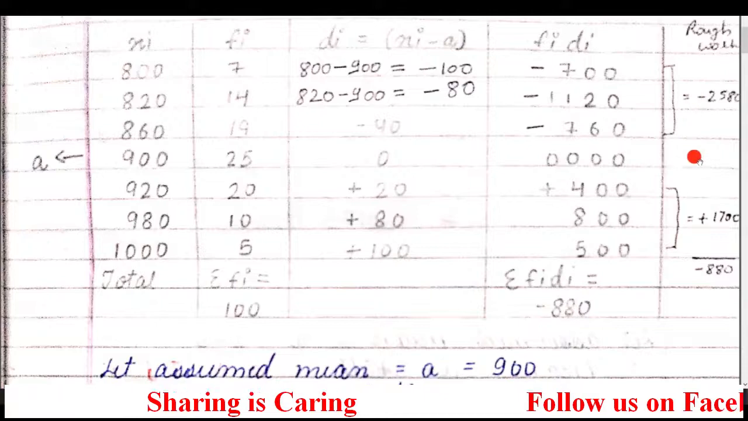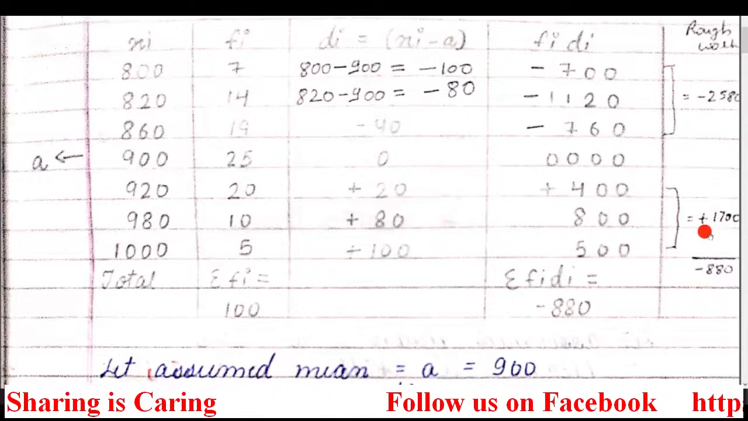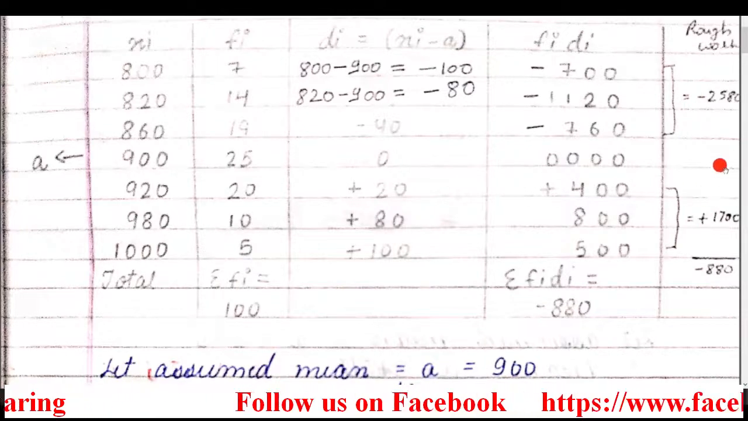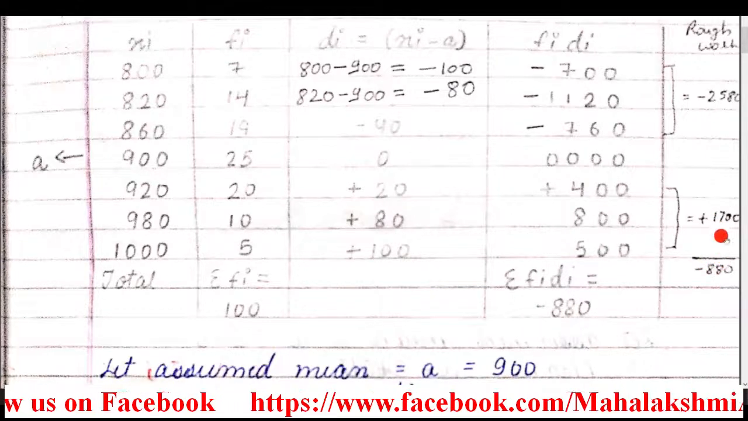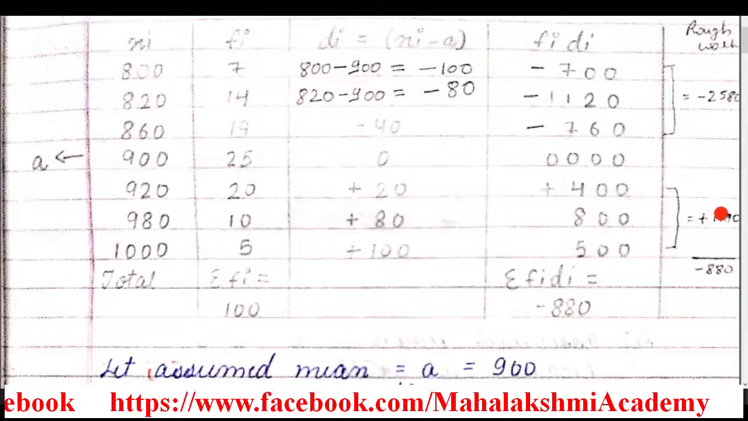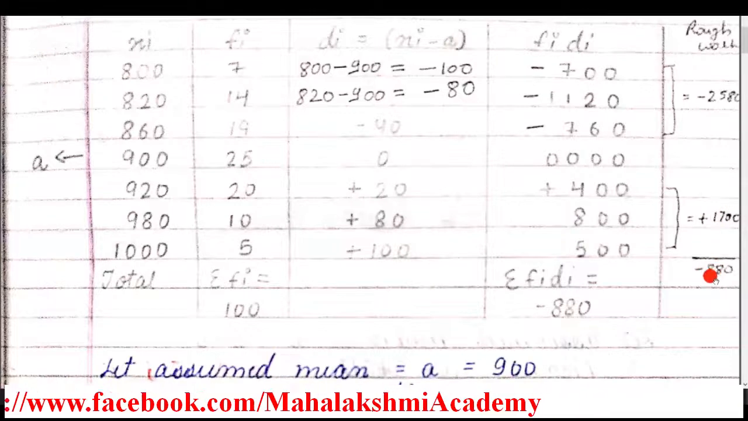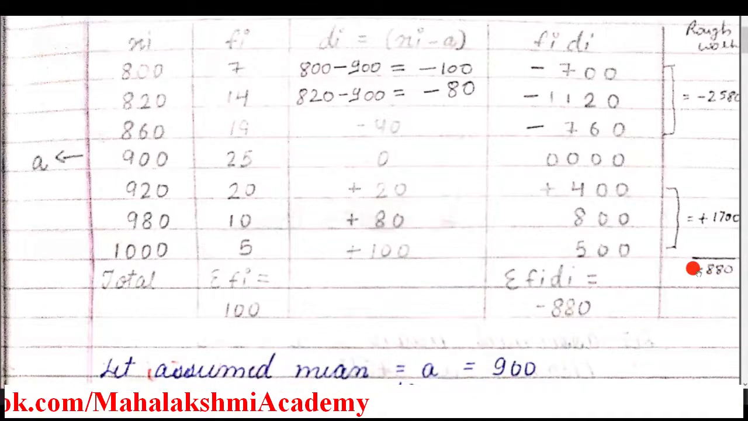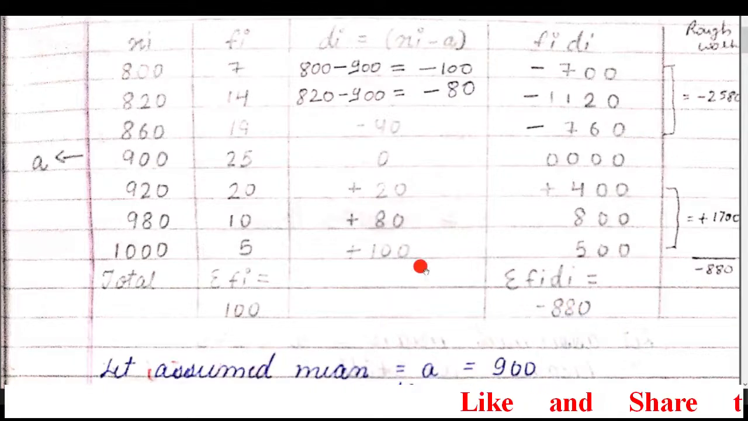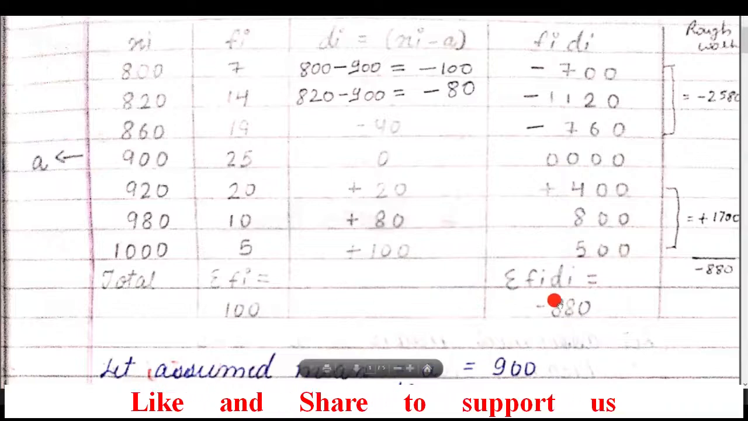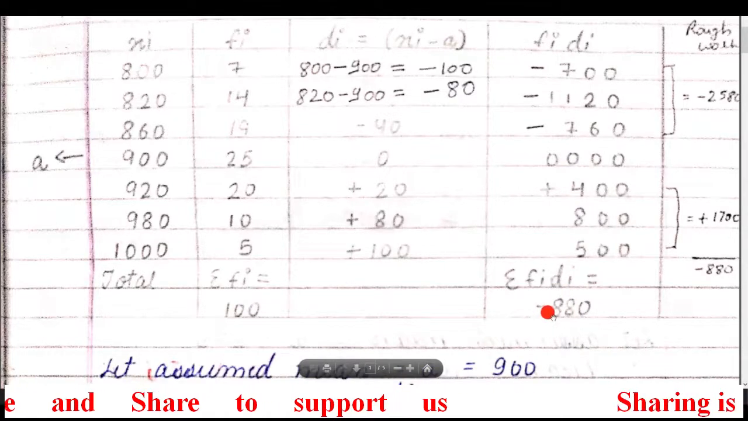Now finally you have to process them. When you process it, it is plus minus minus, so you have to subtract them. When we subtract, the answer will come 880. And you know that when we subtract two numbers, the answer takes the sign of the bigger number. Here the bigger number is minus 2580, so this answer will acquire the minus sign. So the conclusion is, from the table we obtained sigma Fi value is 100 and sigma FiDi value is minus 880.